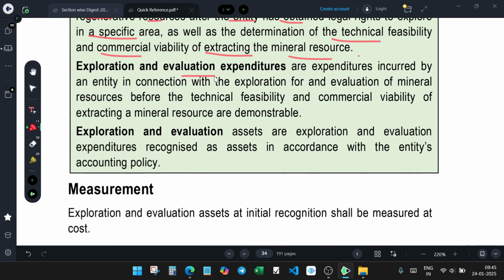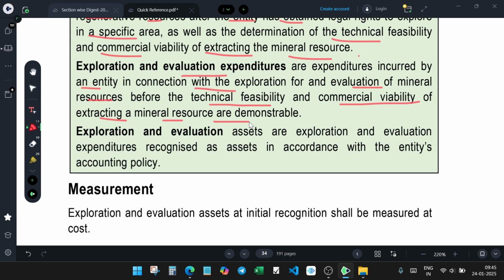Exploration and evaluation expenditures are expenditures incurred by the entity in connection with the exploration for and evaluation of mineral resources before the technical feasibility and commercial viability of extracting mineral resources are demonstrable. There are two things: when you are going to extract, expenditures are incurred by the entity in connection with exploration for and evaluation of mineral resources before the technical feasibility and commercial viability of extracting are demonstrable.